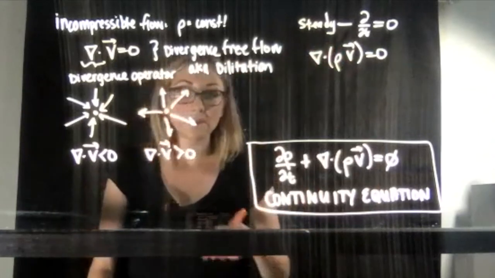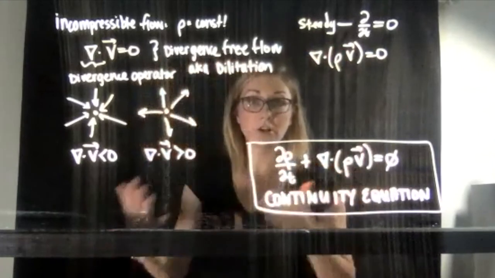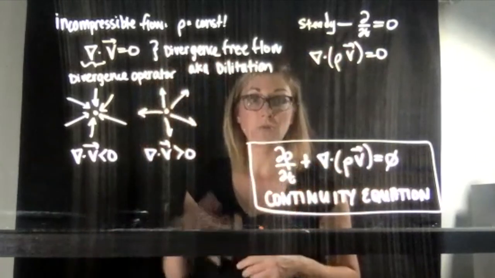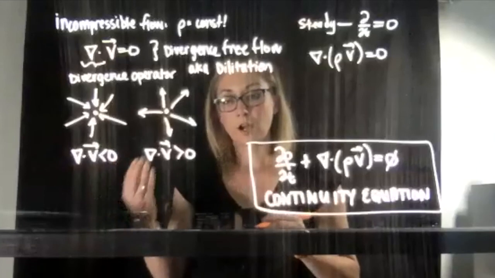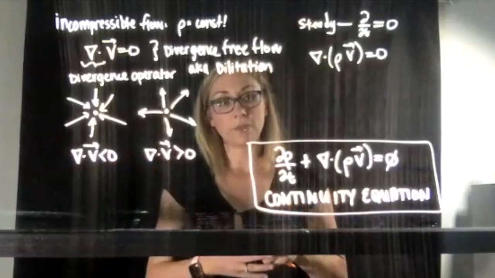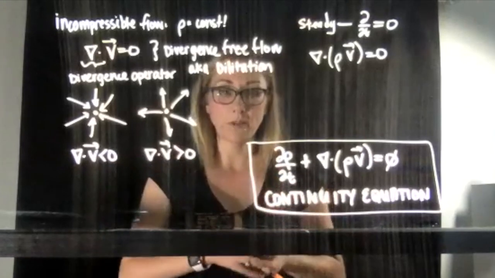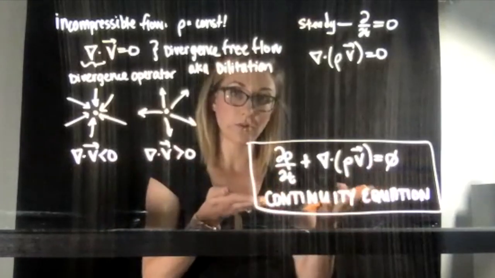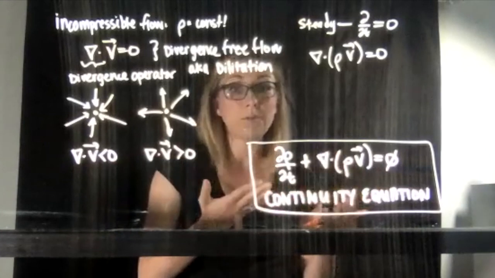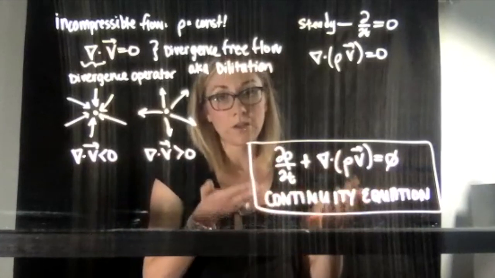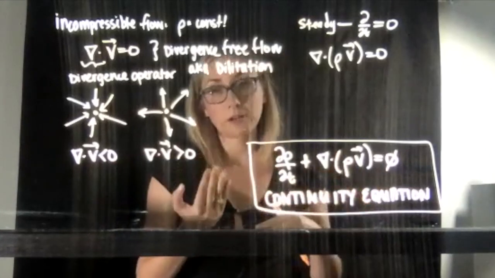So now we need to turn our attention to the momentum equation. If you remember from integral analysis, our two big tools that we had were conservation of mass and conservation of momentum. So this is our differential form of conservation of mass. And now we want to figure out what is that same differential form, but for conservation of momentum.